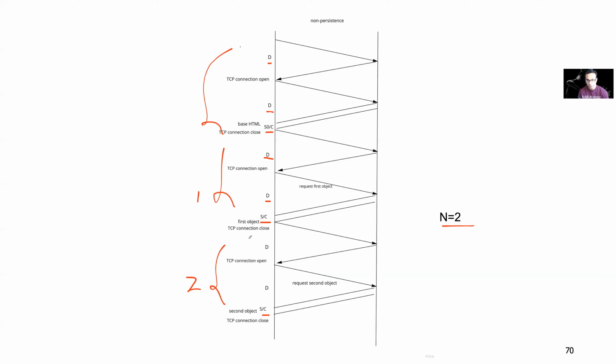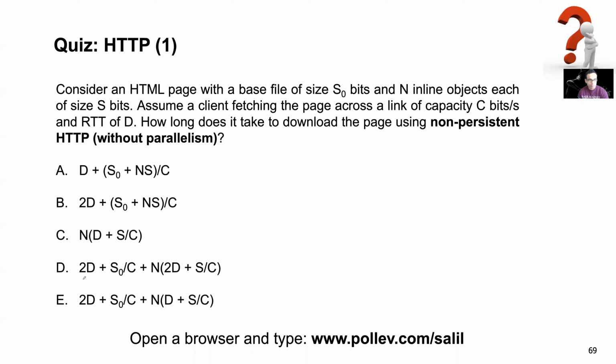So the correct answer would be, going back, I think it would be this one. 2D plus S0 by C for the base index page, and then that much for each object. So the correct answer would be D in this case.